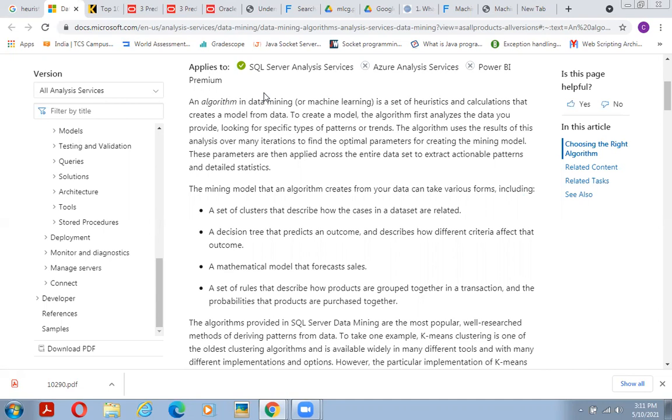The mining models that an algorithm creates from our data take the following forms. First of all, we create a set of clusters that describes how the cases in a data set are related. Okay, if I create a data set where one student failed and one student passed, then they are also related. The major thing is that we have data, and one data is a collection of student performance in a particular subject. For that we made two clusters. The first cluster is of passed students, the second cluster is of non-passed students.